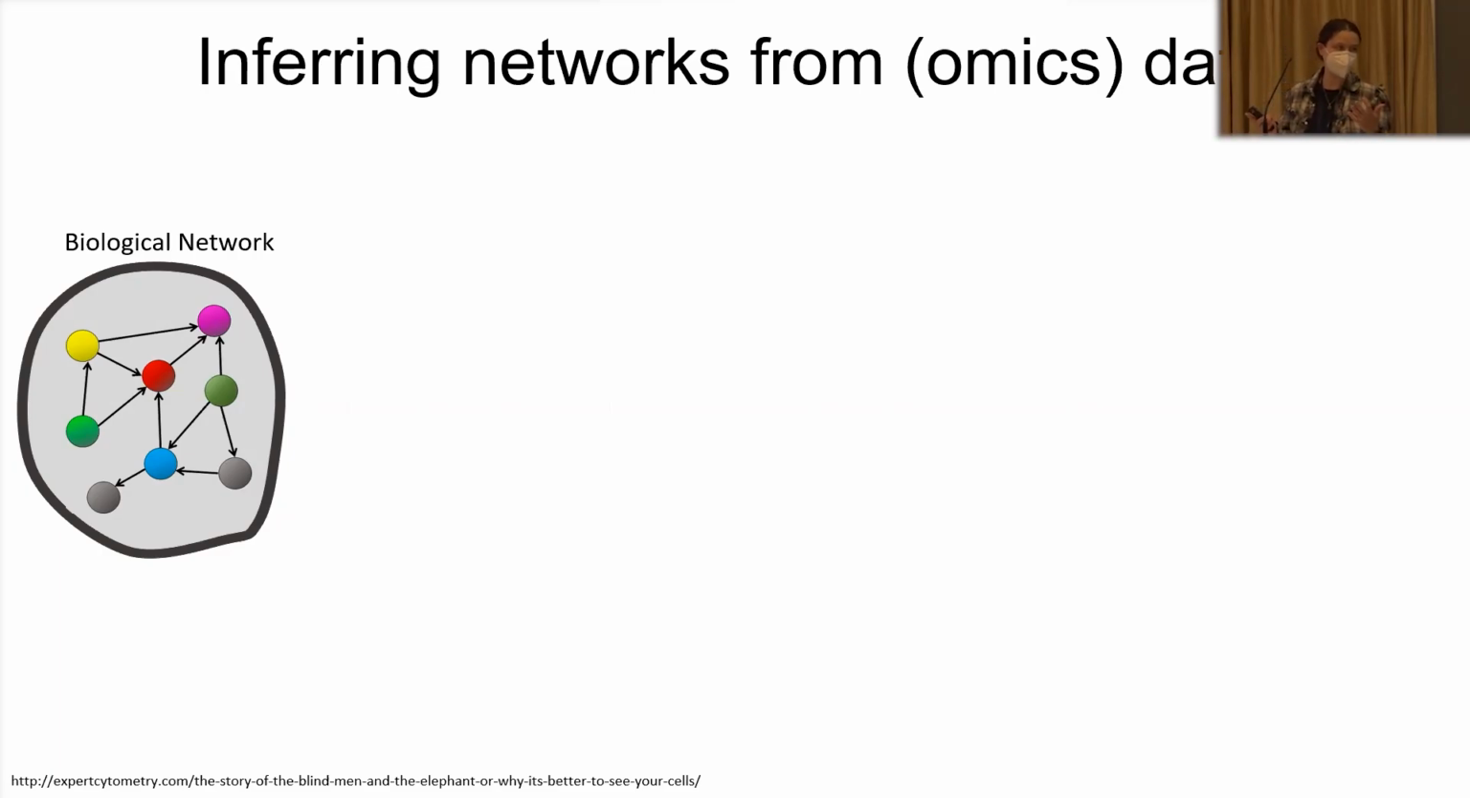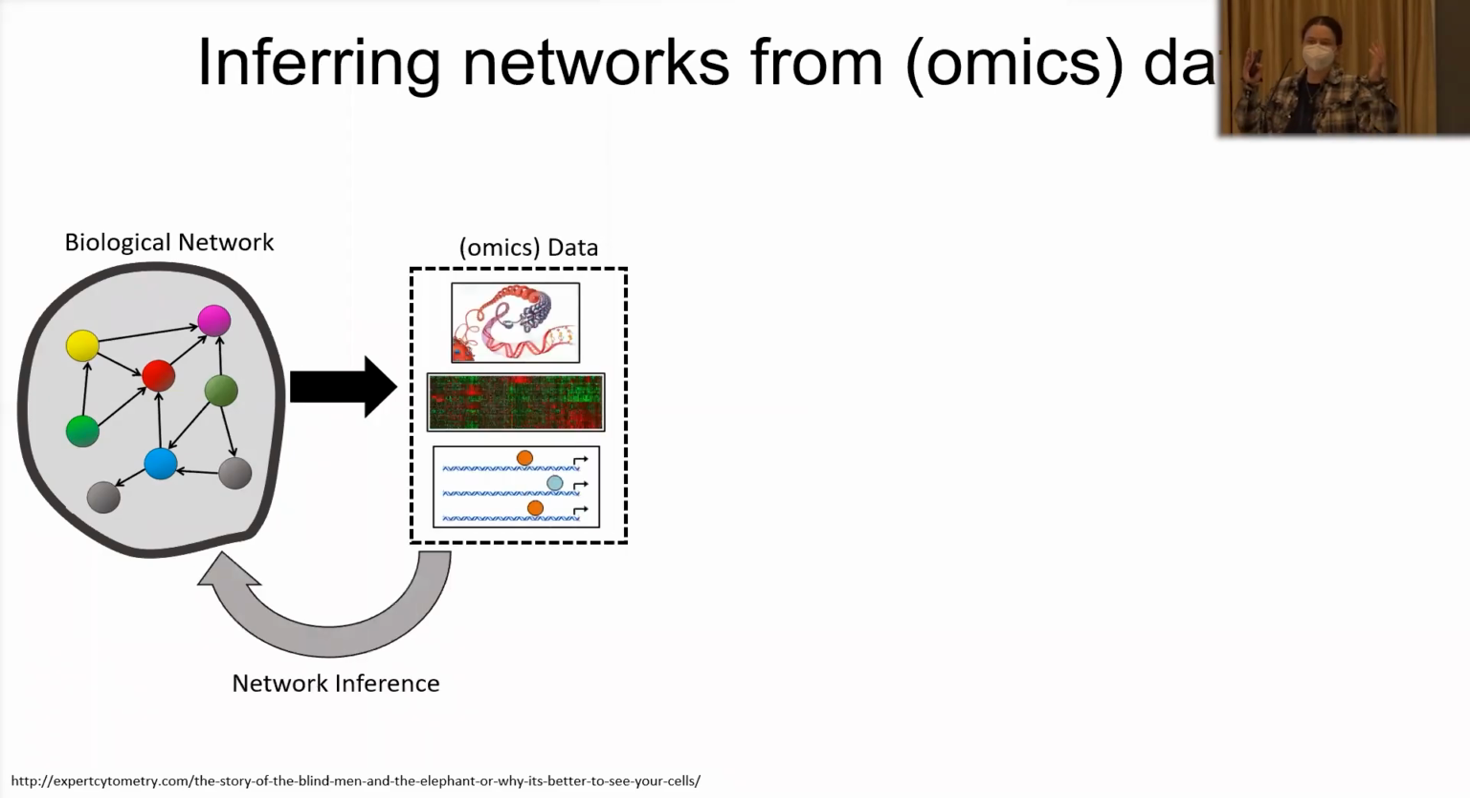There are, of course, lots of other ways to infer networks. We heard some about biomedical knowledge. But in this case, you can think about having a biological network. You can't really directly measure it. But what you can measure is omics data, right? You can interrogate the cell. And what we want to do is use that output of the network, the omics data we can measure, to reverse engineer or infer the underlying network.